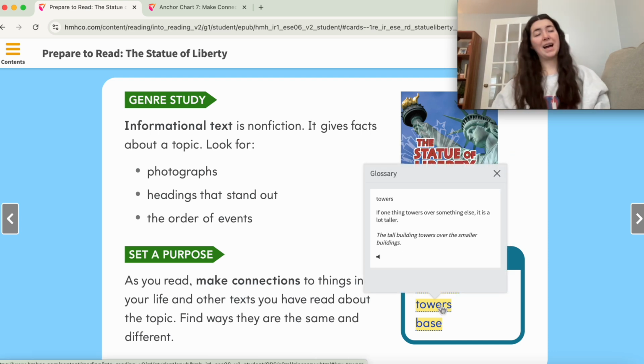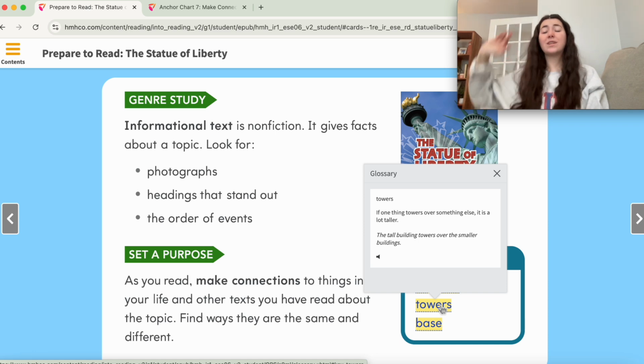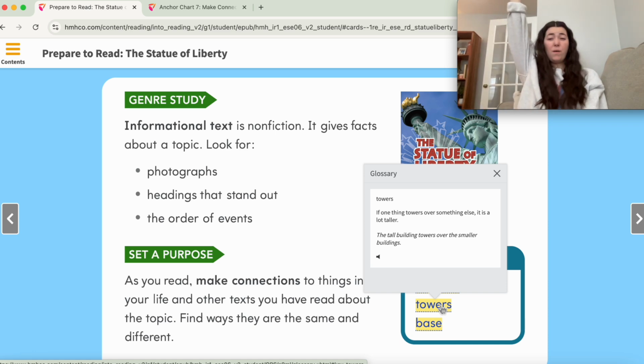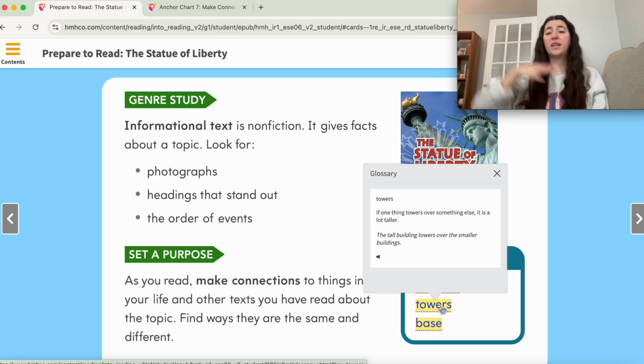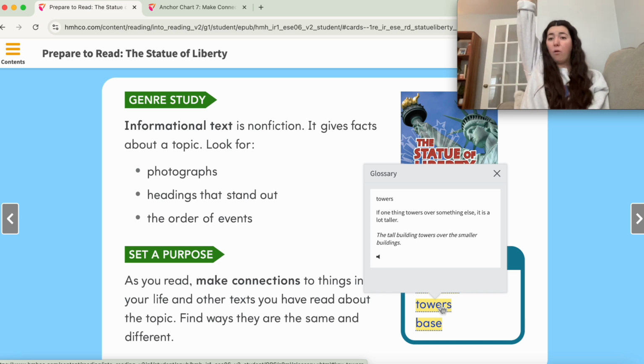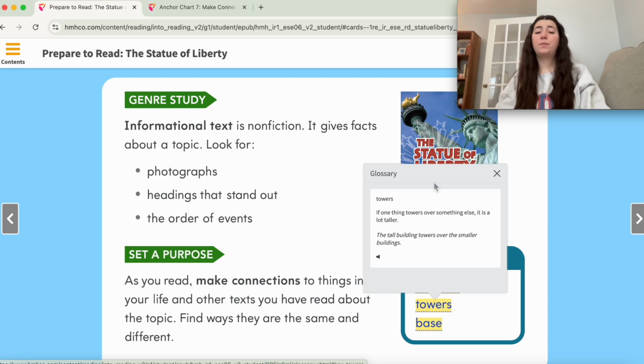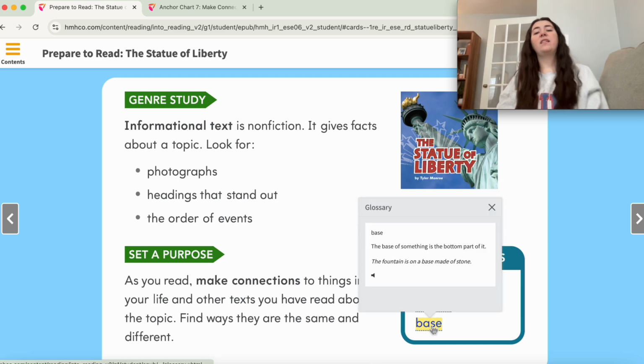The next word is towers. Can you say towers? Very good. If one thing towers over something else, it's a lot taller. So for example, if Miss Meadows stood up next to that door, you would see that that door towers over me. It is so much taller than me. And tall buildings tower over smaller buildings. So we even see some buildings in Jamestown, our city, where those buildings tower over other buildings. They are huge buildings.